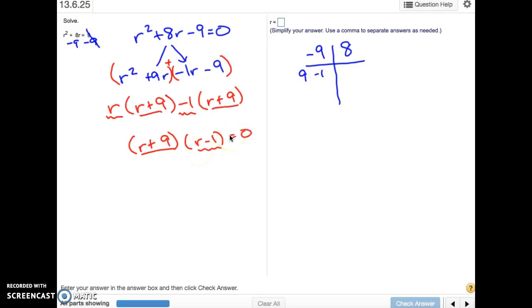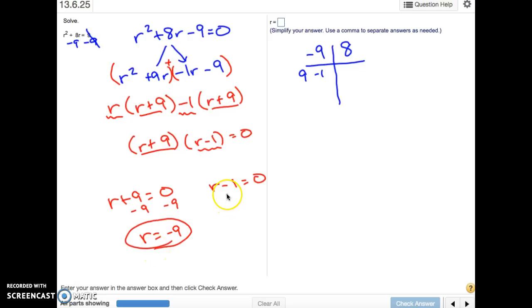Set each of those equal to 0. r plus 9 equals 0. r minus 1 equals 0. Subtract the 9, and add the 1. Oops, r equals 1. All right, so again, make sure that you get everything equal to 0 before you start factoring.